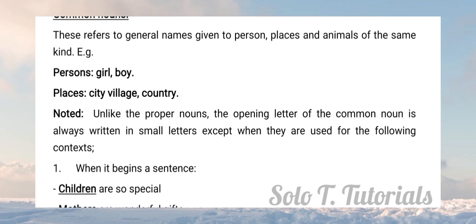The second one is places. Under places we have city. Any place can be named, anywhere can be named city. Like Abuja can be named a city. Lagos can be called a city. Nigeria can be called a country. So when it comes to common noun, then you talk of those ones.